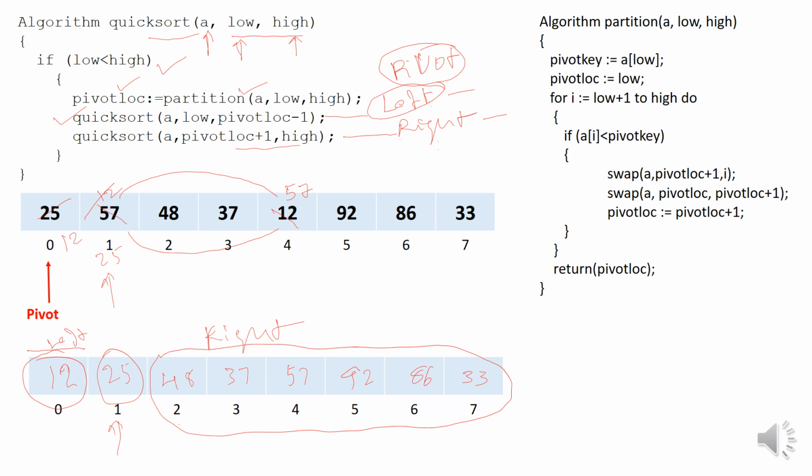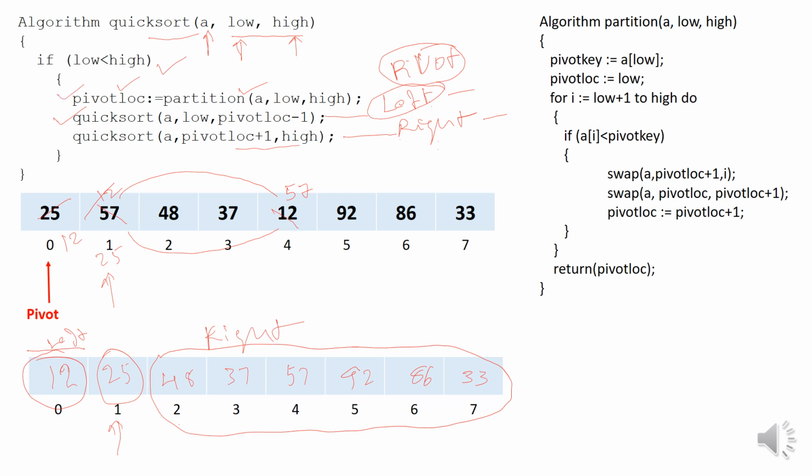So in this way we find the proper position of the pivot element. We fix the pivot element in its proper position by dividing the array into two subarrays, left subarray and right subarray. If a subarray has more than one element, we repeat the same procedure. Again, we pick one element as pivot element. We fix it in its proper position by dividing the subarray again into two subarrays, and we repeat the same procedure. So this is a recursive procedure where we fix the pivot into its proper position.